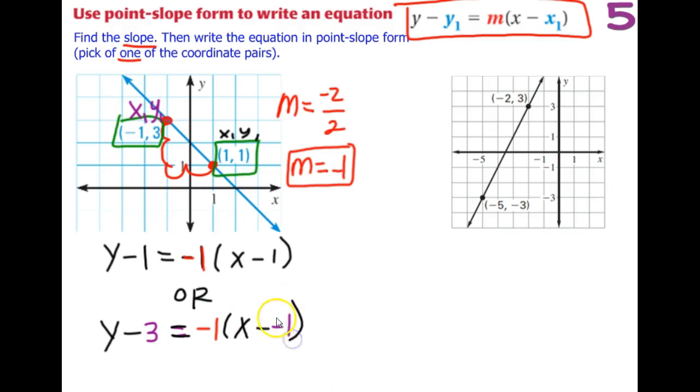Those two negatives make a positive. So both of these are correct answers. I would accept either one of them on the test. You do not have to write both.